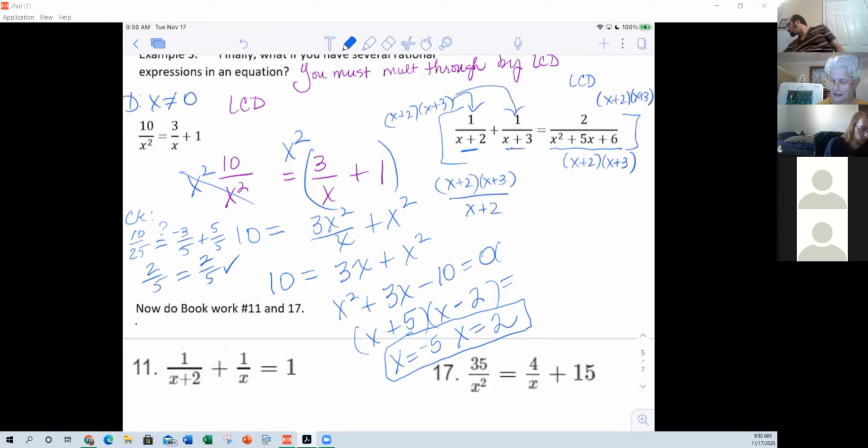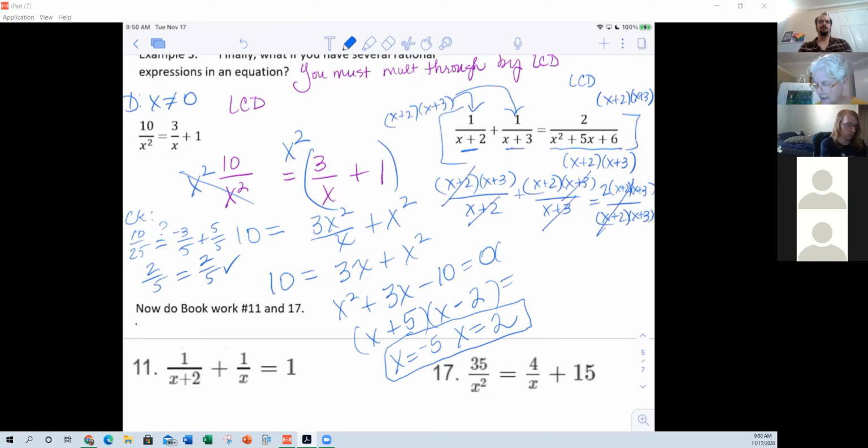And if I multiply the second one, that gives me x plus 2 times x plus 3 over x plus 3, equals 2 times x plus 2 times x plus 3 over x plus 2 times x plus 3. So here the x plus 2's will cancel, here the x plus 3's, here everything. So what we are left with is x plus 3 plus x plus 2 equals 2.